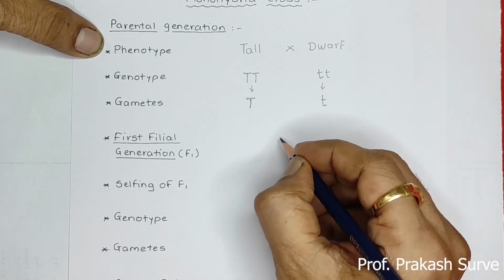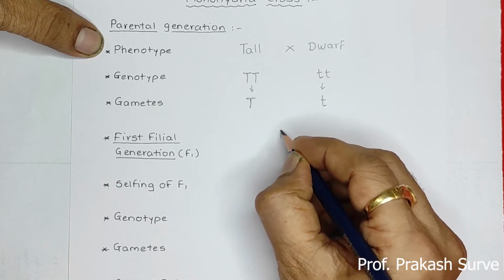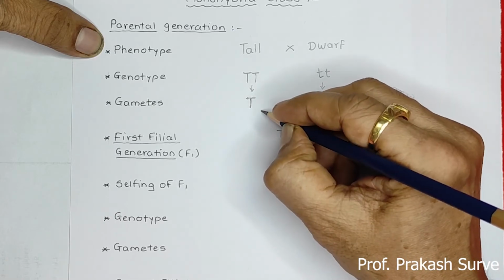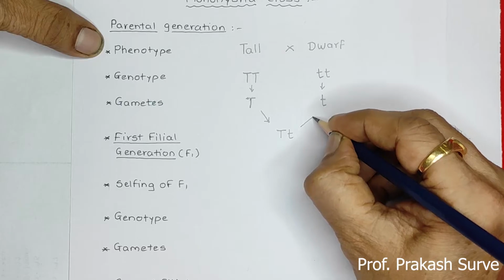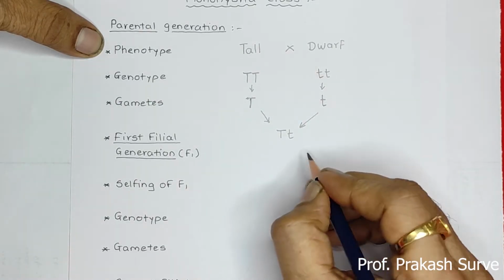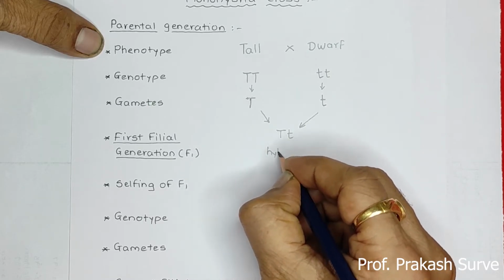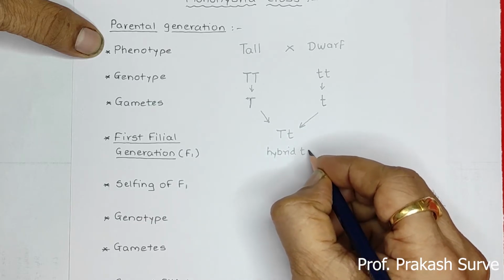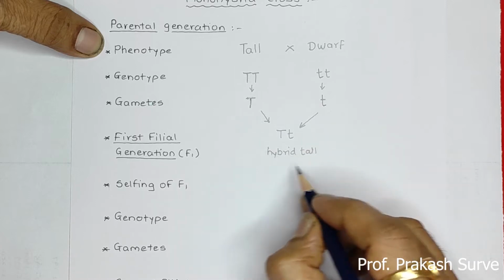So what do we get in the F1 generation? That is capital T and small t. By crossing these two, we got capital T and small t. So what is it? It is a hybrid tall. Okay, so this is the F1 generation.